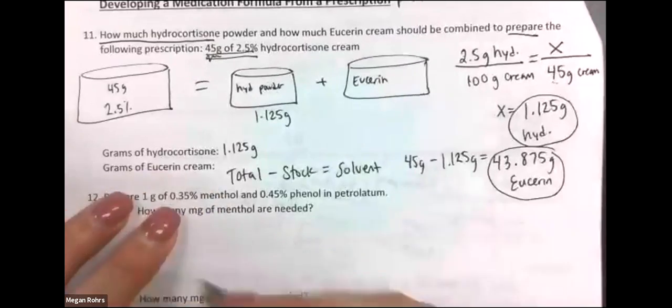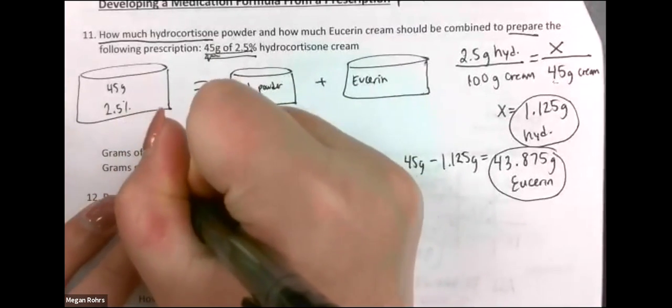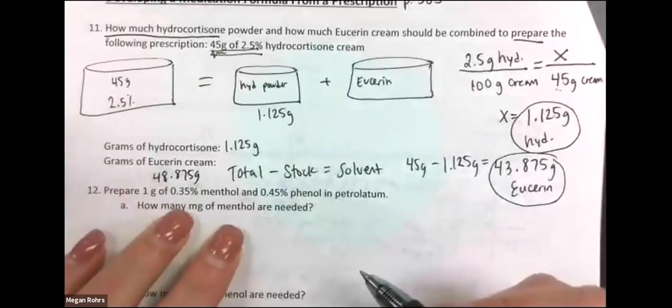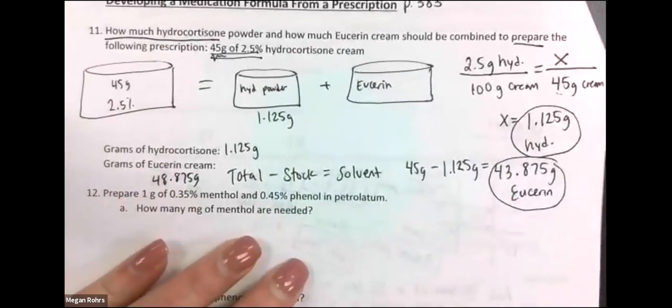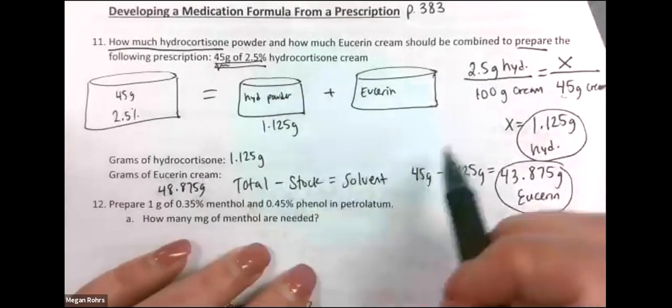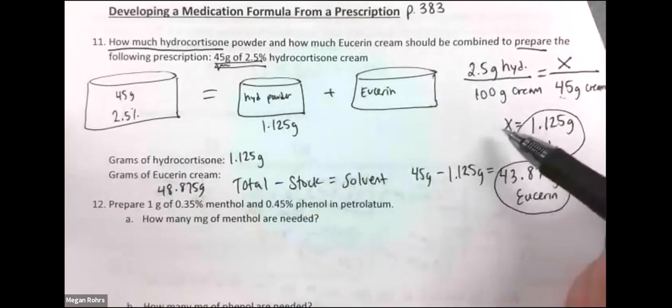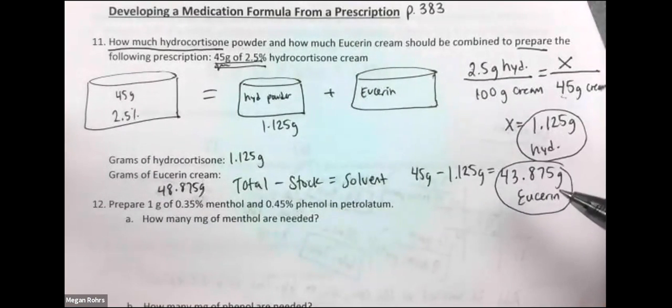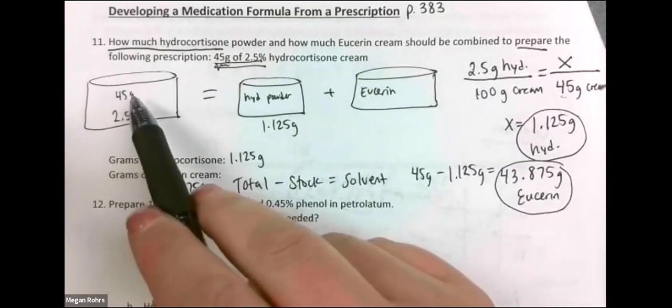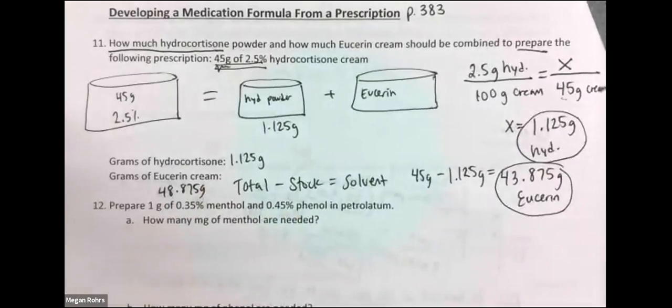I kind of ran out of room here, so I'll write it down here, 43.875 grams. So using the concepts that we've already learned, we can easily prepare a formula here on how to make this cream. Combining these two ingredients together will give you 45 grams of a 2.5% cream.